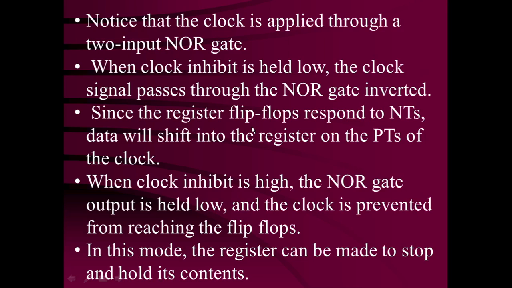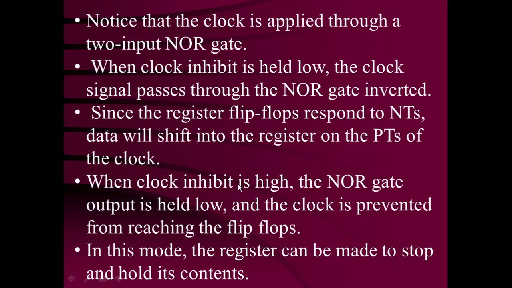The clock RS flip-flops are negative edge triggered, but because the clock passes through the NOR gate inverted, the data will be shifted into the shift register on a positive transition of the clock pulse. When the clock inhibit is held low, the clock signal passes through the NOR gate inverted. Since the register flip-flops respond to the negative transition, data will shift into the register on the positive transition of the clock, because the NOR gate inverts the clock pulse.